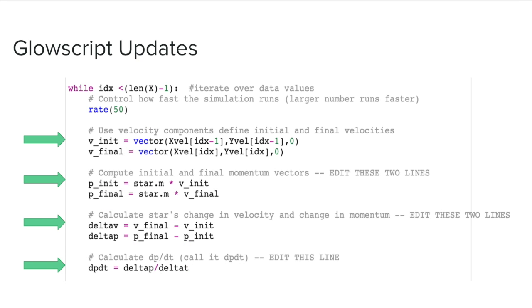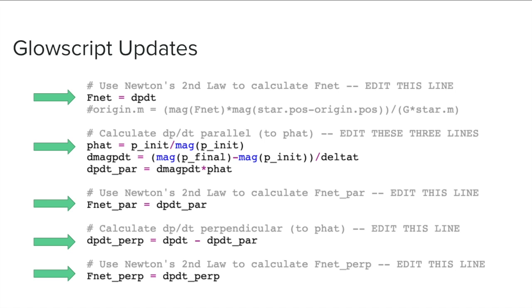The second while loop iterates over the data values and calculates the initial and final velocities and momentum, which is then used to find the change in velocity and momentum. It is important to change the initial and final momentum to reflect that they are equal to the mass times the initial velocity and the mass times the final velocity, respectively. dp dt was found by using the definition of the rate of change in momentum. Fnet was then set equal to dp dt based on the momentum principle.